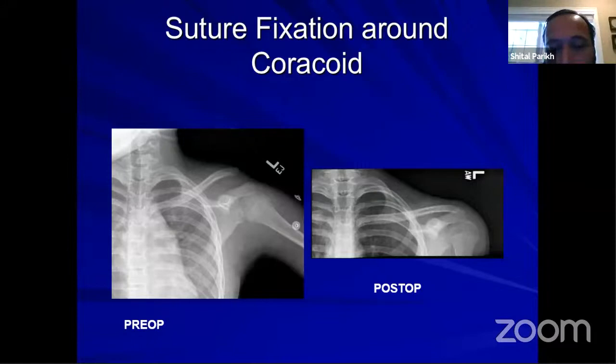Okay. So the ways to fix the AC joint at this time, previously it was a Weaver Dunn method of fixation, where you would take part of the ligament, the coracoacromial ligament, and put it in the distal clavicle to hold it. That is not being used anymore. The Weaver Dunn method is an older method.